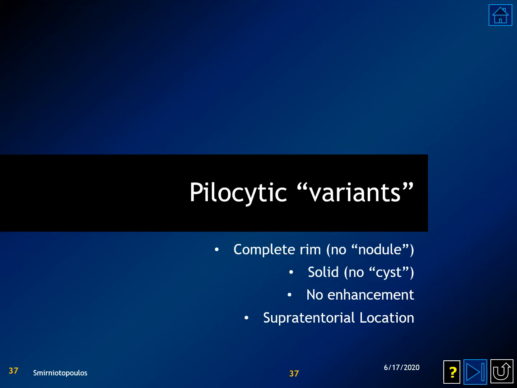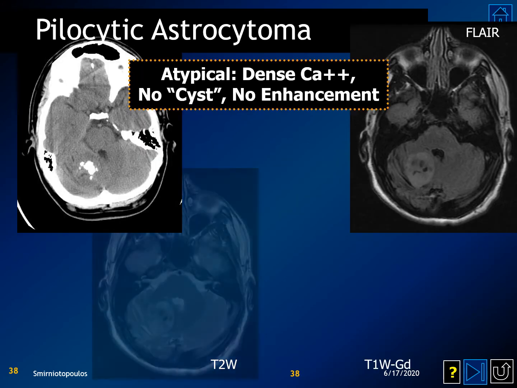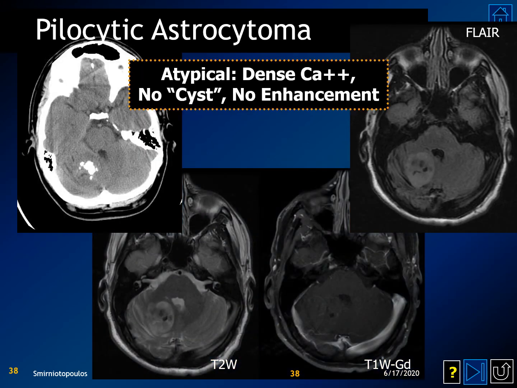There are some variants of pilocytic astrocytoma. Sometimes there is a complete rim of enhancement without a nodule. They are rarely solid with no fluid component. Exceptional cases do not show contrast enhancement, and they occur, as mentioned earlier, in supratentorial locations, including in the cerebral hemisphere. This is an atypical pilocytic astrocytoma.